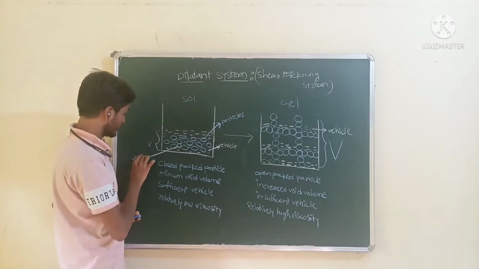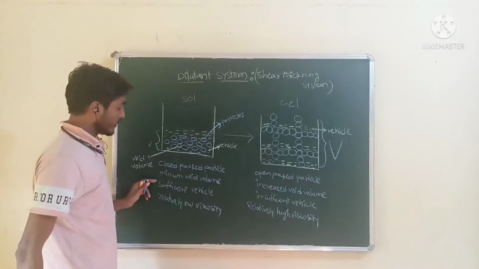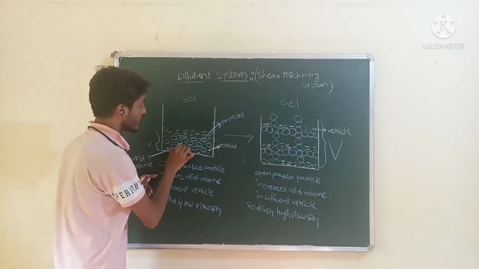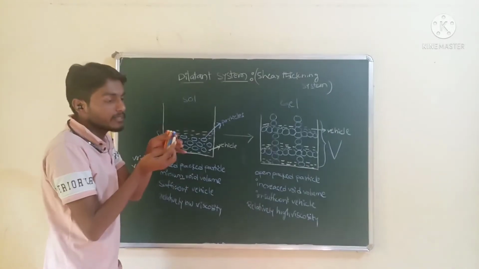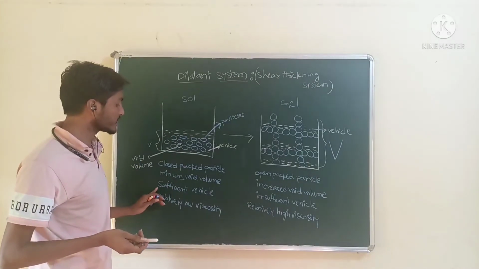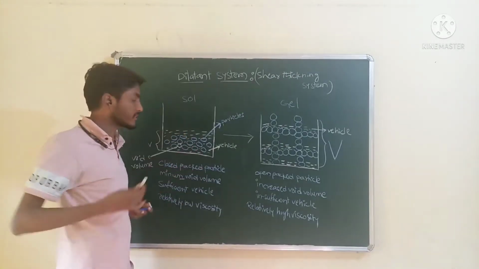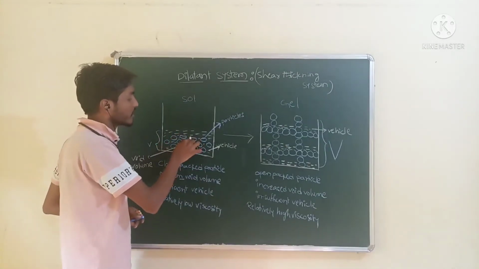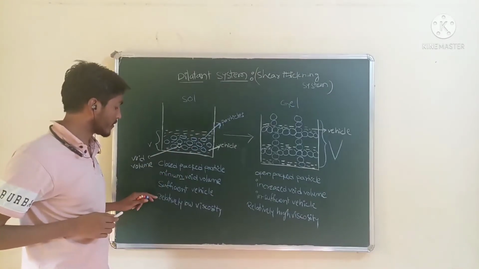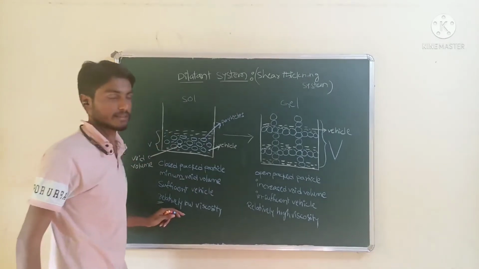Void volume. See, void volume is minimum. This void volume means the interparticle gap is less, minimum. Next, sufficient vehicle means each particle is completely surrounded by vehicle. Relatively low viscosity. This system has low viscosity.